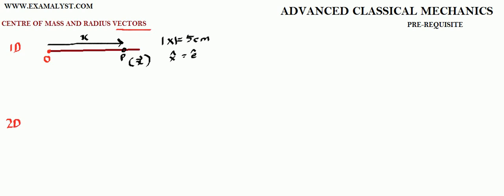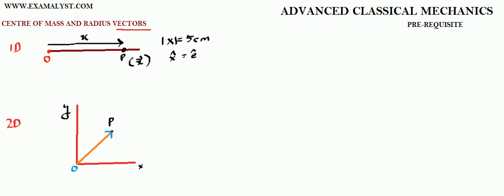In 2D, when you consider a two coordinate system, one is x, another is y. Consider this is the y coordinate and this is the x coordinate. Now consider a particle is somewhere around here. The particle is at point P. Then this particle is represented from the origin by a radius vector, and this radius vector contains all the information regarding the position of particle P.